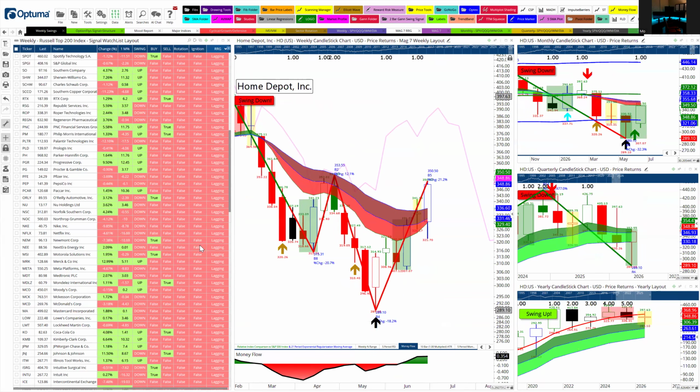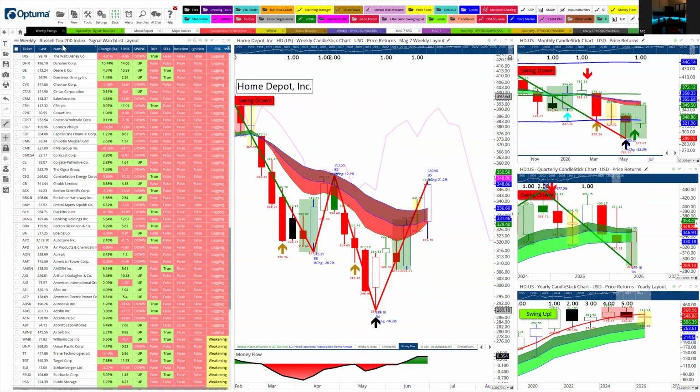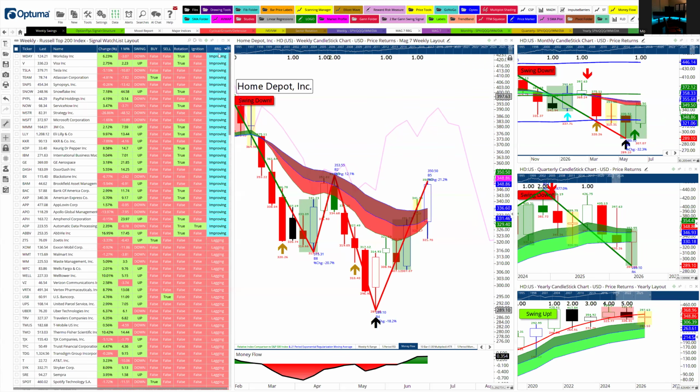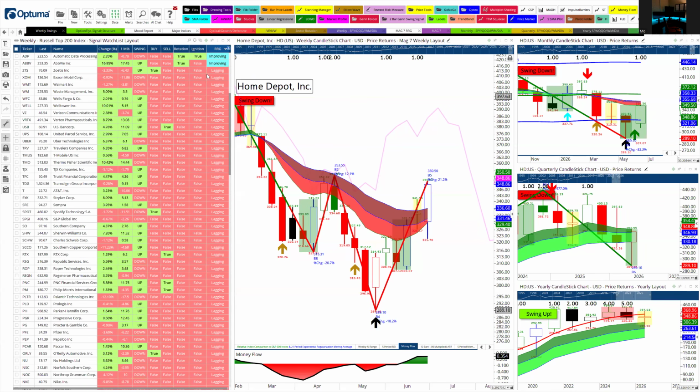You have to just look at this right away. Look, all of these stocks. This is the Russell 200. Now, look from the top. How many of the 200 stocks, how many are improving, meaning that they're sitting in the improving quadrant. And look how many of them are in the lagging quadrant.